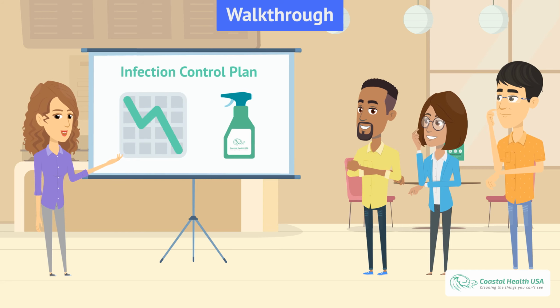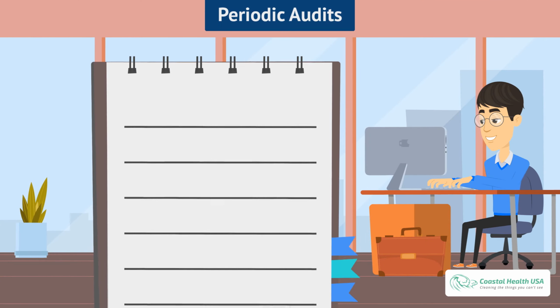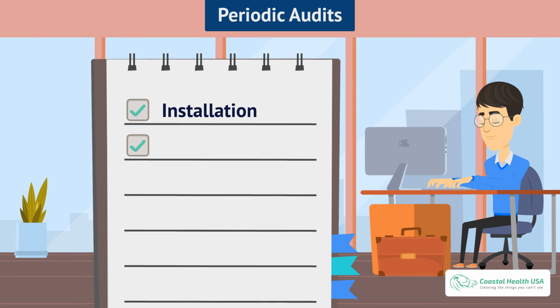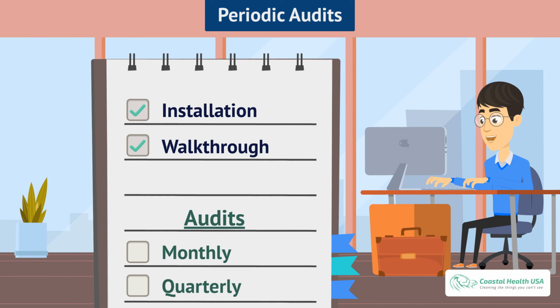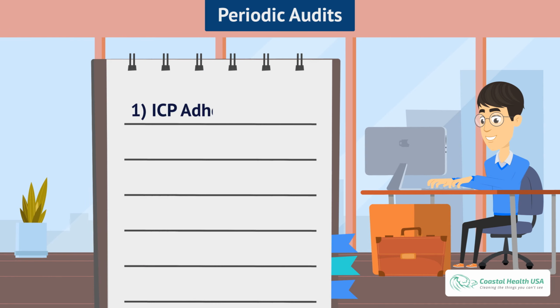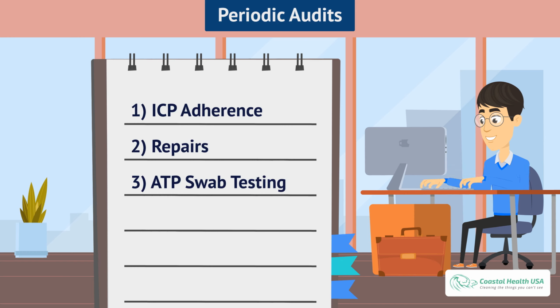Once the installation process and walkthrough are complete, we will then schedule monthly or quarterly on-site audits to ensure you have maintained optimal use of your infection control plan, as well as make any repairs if needed with the use of ATP testing. With our thorough install and check-ins, you can rest easy knowing your business is protected year-round.